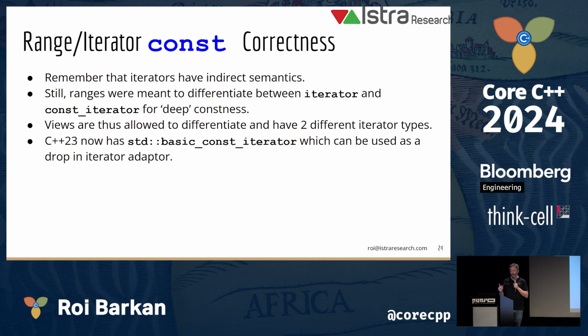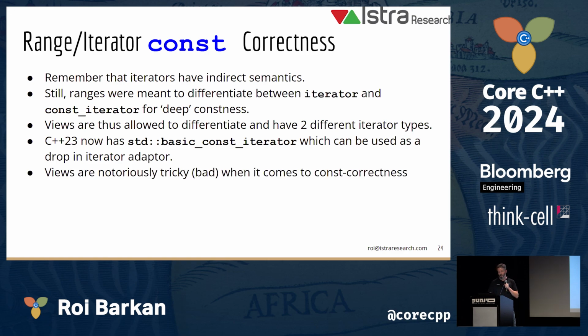Happily in C++23, we got this nice adapter called basic_const_iterator, which can take a non-const iterator and expose only the constness out of it. So sometimes people can use it.